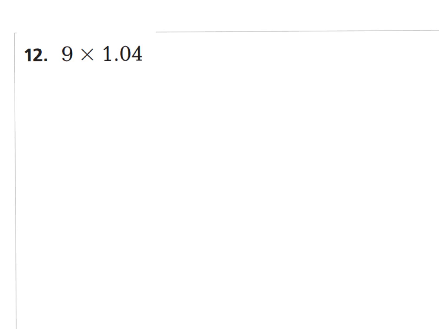Okay, friends, let's take a look at number 12. Number 12 says 9 times 1 and 4 hundredths. Let's go ahead and write it like this. I want you to press pause and see if your answer will match mine. Go ahead and press pause now.